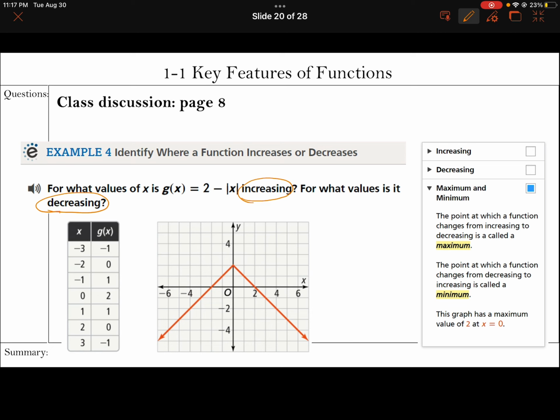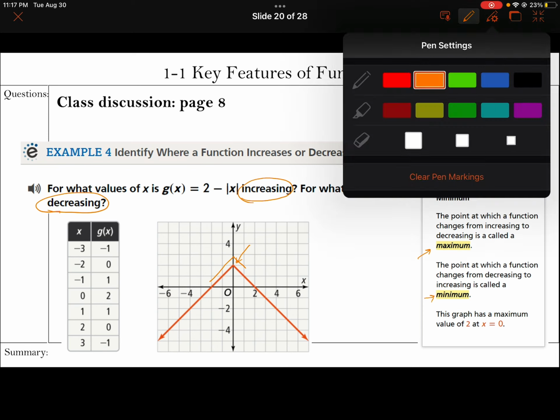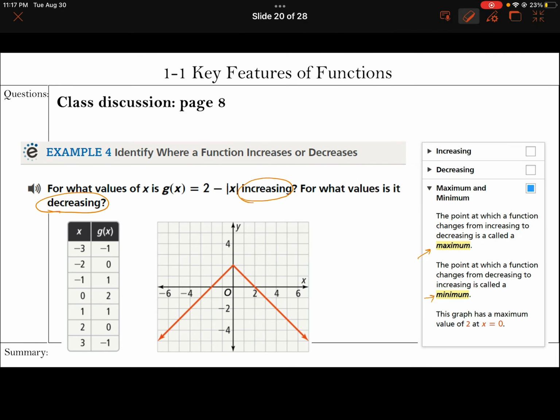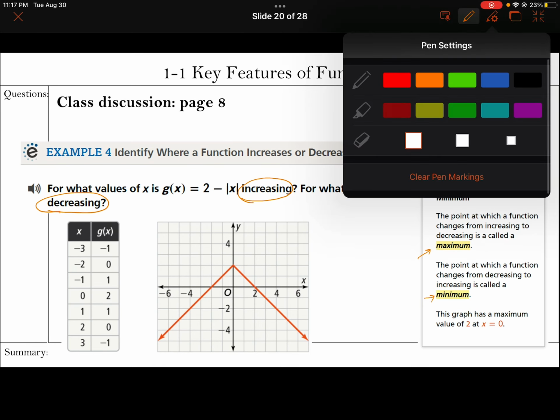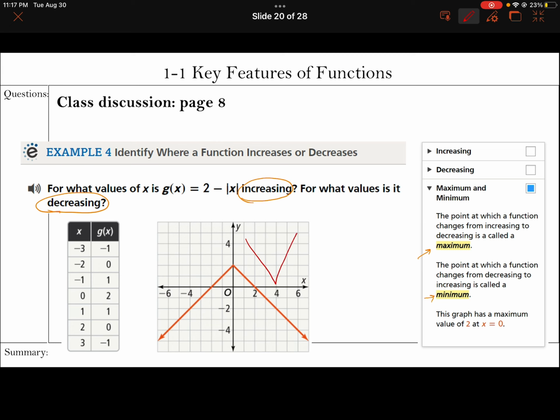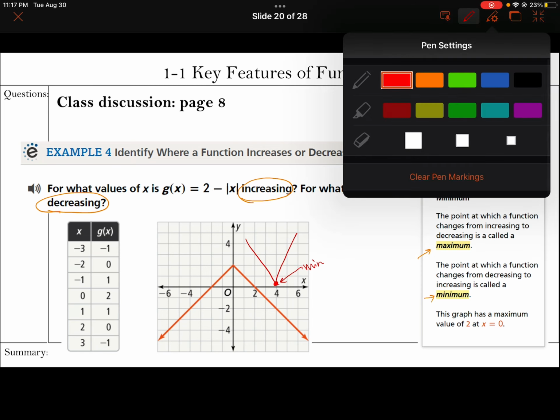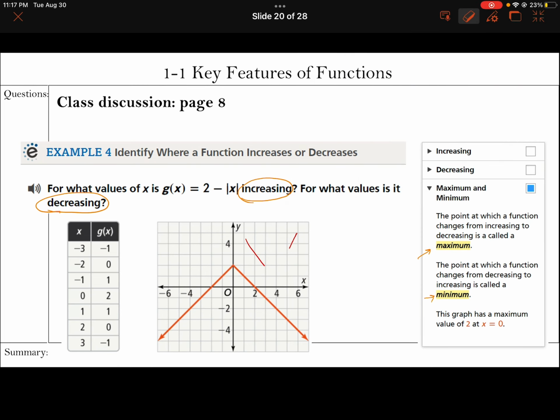We talked about this already, about maximum and minimum. Maximum is the topmost point over here. It's where the graph changes. So if it was upside down, like this, this would be my minimum. This would be my min. Okay, so just remember that. Just a little review.